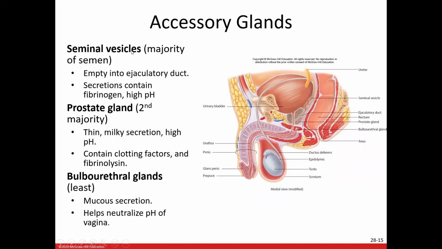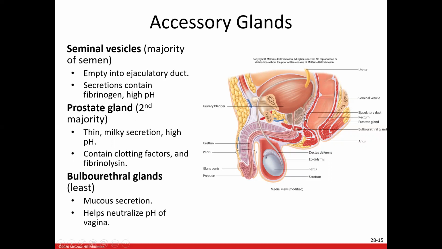So first you have your seminal vesicles, which provide the majority of the secretions for semen. Your seminal vesicles reside right behind the urinary bladder, and they empty into the ejaculatory duct, which runs right here. So this is a better view of the ejaculatory duct from the ductus deferens, in that it runs behind the bladder right here into the prostate. So again, the seminal vesicles empty into the ejaculatory duct, and they provide a specific secretion that contains fibrinogen that is very high in pH. If you remember when we talked about blood, fibrinogen is responsible for blood coagulation when you get a cut or a wound. In this case, the fibrinogen is coagulating the semen, keeping it clumped together.